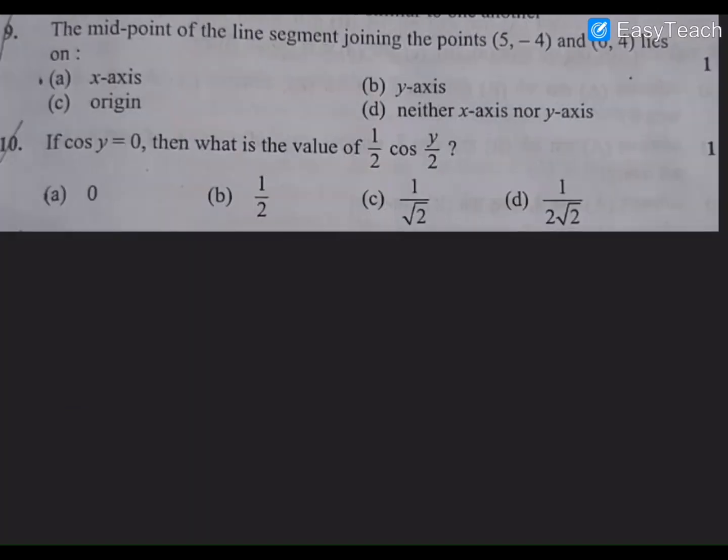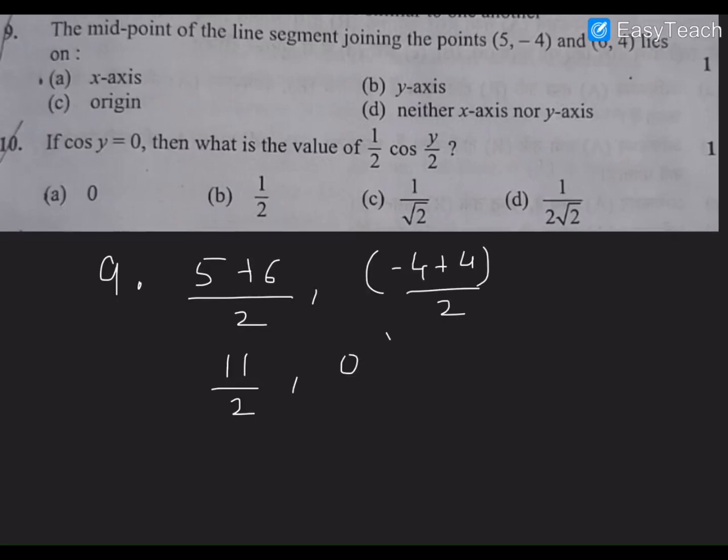Next, the midpoint of the line segment joining (5, -4) and (6, 4) lies on. So (5 plus 6) by 2 will give you 11 by 2, and next is (-4 plus 4) divided by 2, which is 0. So it lies on the x-axis. So 9th, A is the correct answer.